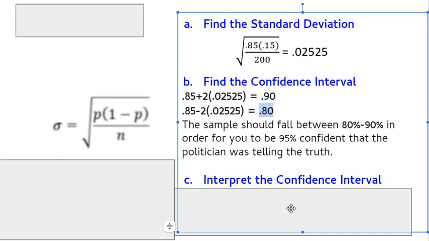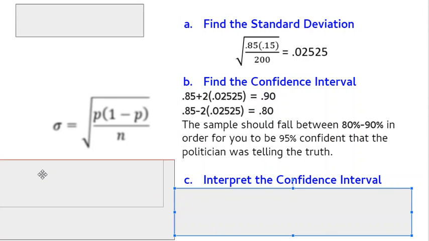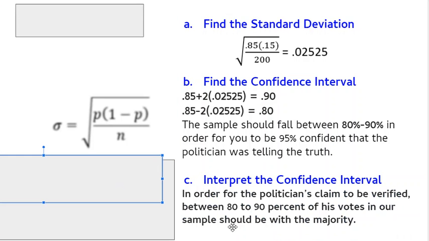And then to interpret the confidence interval, you're just going to write your confidence statement. Actually, some people, this one's not written exactly like that. Some people wrote, I'm 95% confident that it would land between 80 and 90%. And that means that if it landed between 80 and 90%, we would believe the politician's claim.